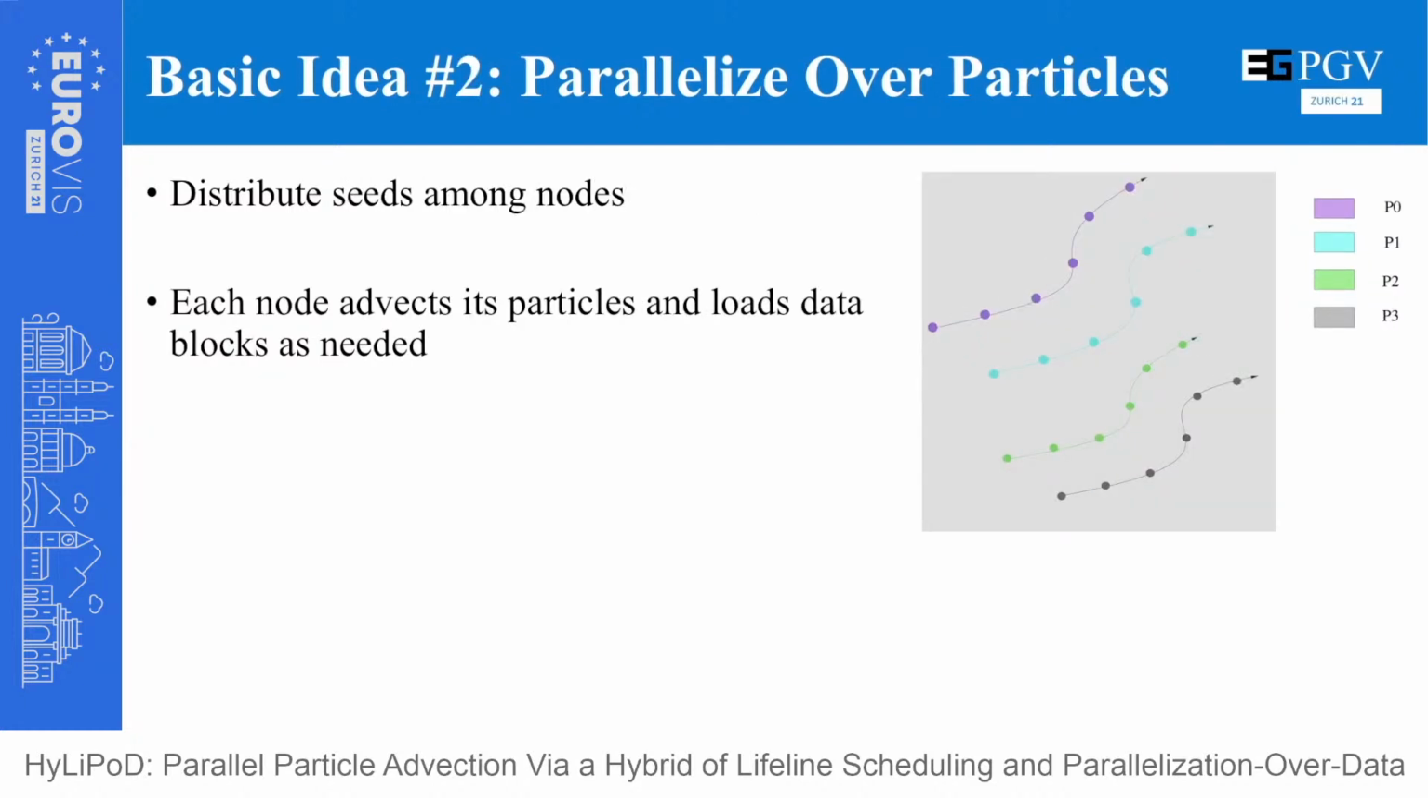The second main algorithm is parallelize over particles. In this algorithm, the seeds are distributed equally between the different nodes, and each node advects its particles and loads data blocks as needed. For example, node 2 will be responsible for advecting these particles regardless of their data block.